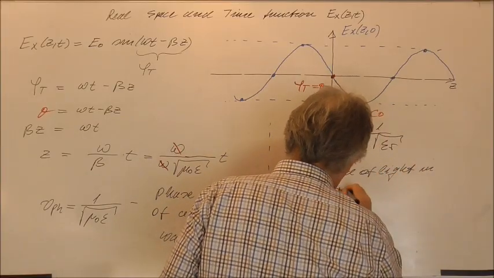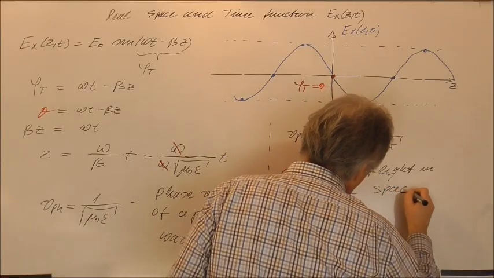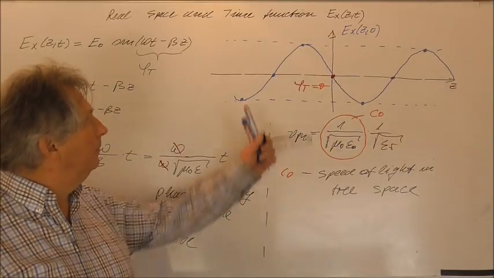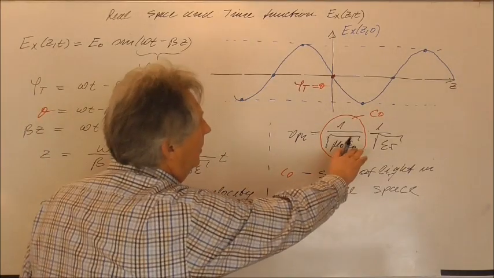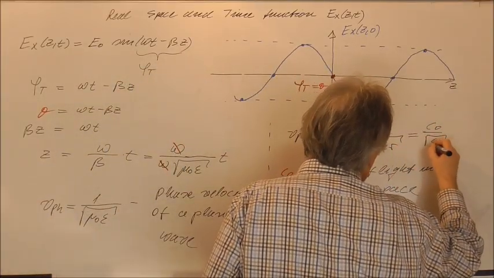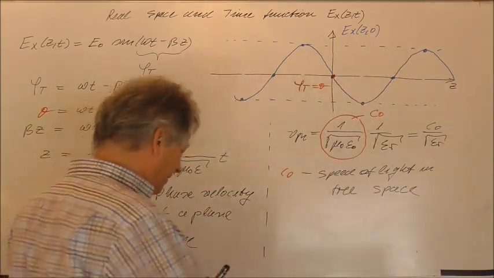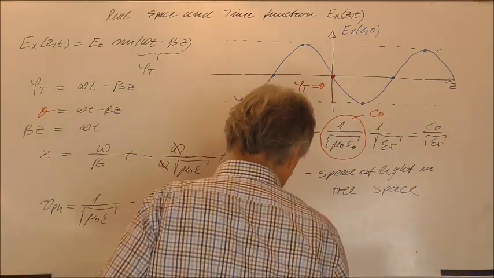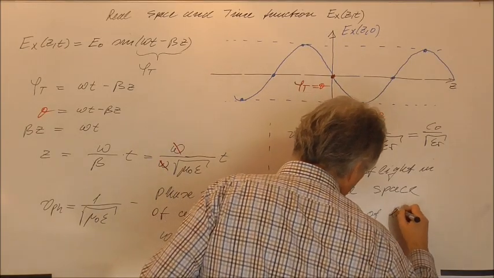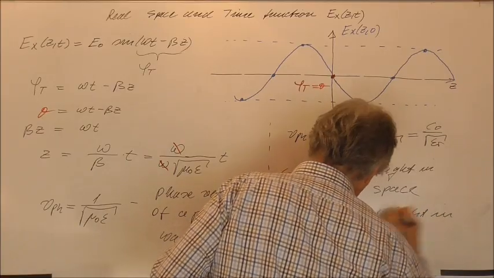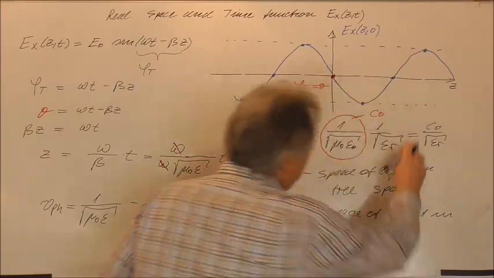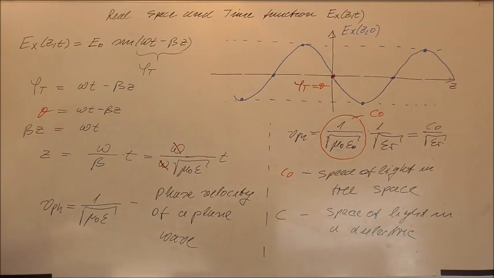In free space, this means the phase of our plane wave will propagate roundabout with the speed of light, but you see here it's c naught divided by the square root of epsilon r. So normally we will define c to be the speed of light in a dielectric. And you see that the speed of light in the dielectric will change.